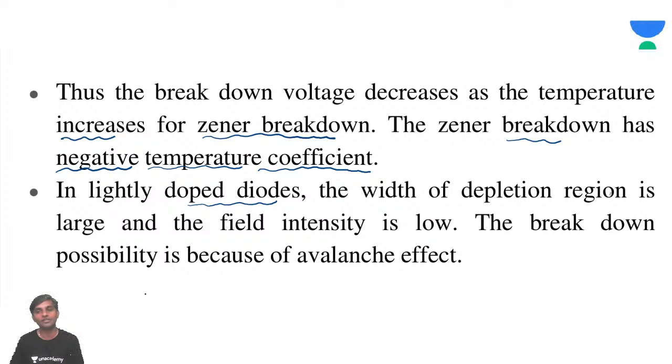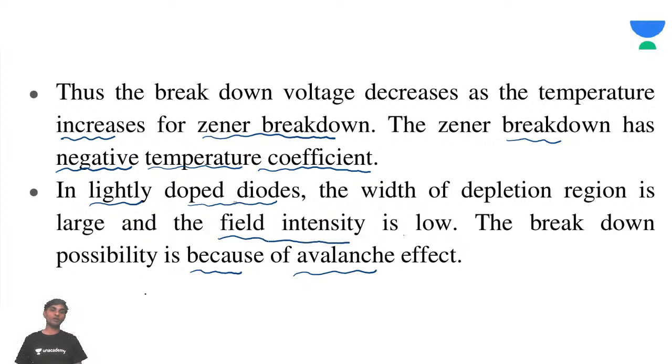In lightly doped diodes, the width of the depletion region is large and the field intensity is low. So the breakdown is because of the avalanche effect. The Zener breakdown happens in heavily doped diodes, but here it is not happening because the diode is lightly doped and the field intensity is low.